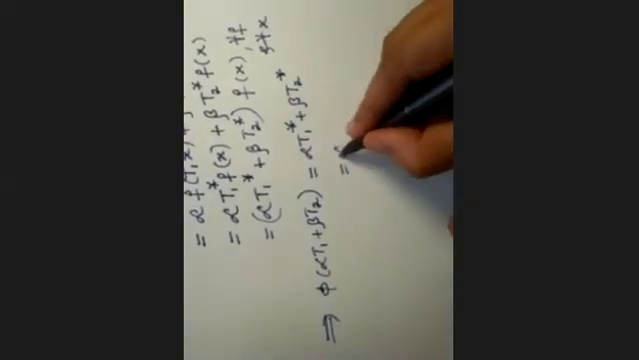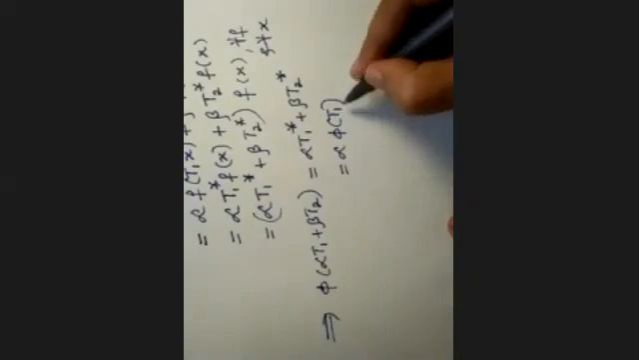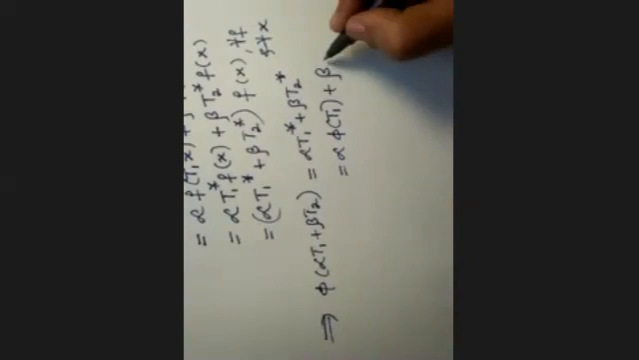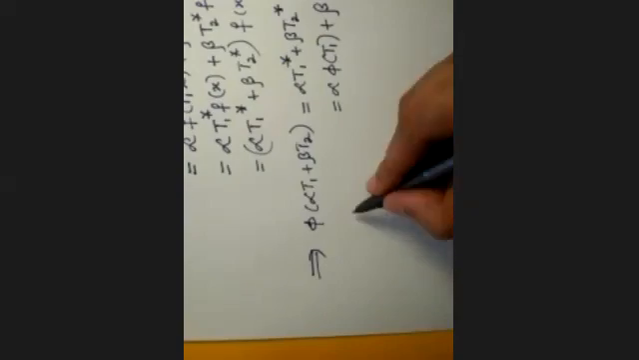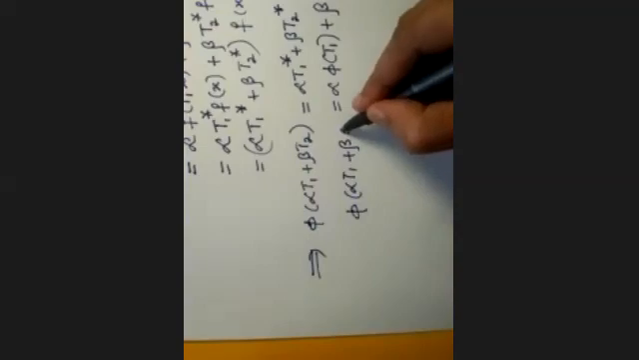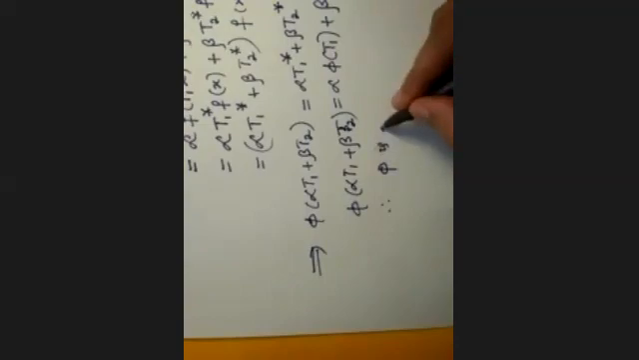What is T1 star? T1 star is nothing but phi of T1. T2 star is nothing but phi of T2. And the LHS is phi of alpha T1 plus beta T2, equal to this. Therefore, phi is linear. So we proved phi is linear. Now we shall prove phi is one-one.